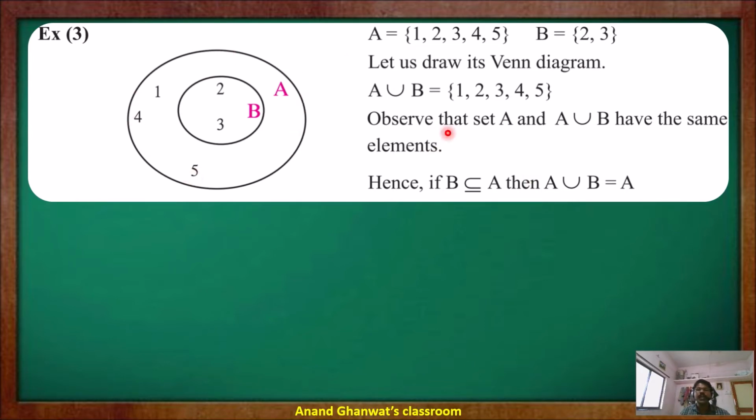In this Venn diagram, A union B is equal to 1, 2, 3, 4, 5. Observe that set A and A union B have the same elements. Can you observe it? Set A has elements 1, 2, 3, 4, 5, and A union B also has elements 1, 2, 3, 4, 5. Hence, if B is a subset of A, then A union B is equal to A.